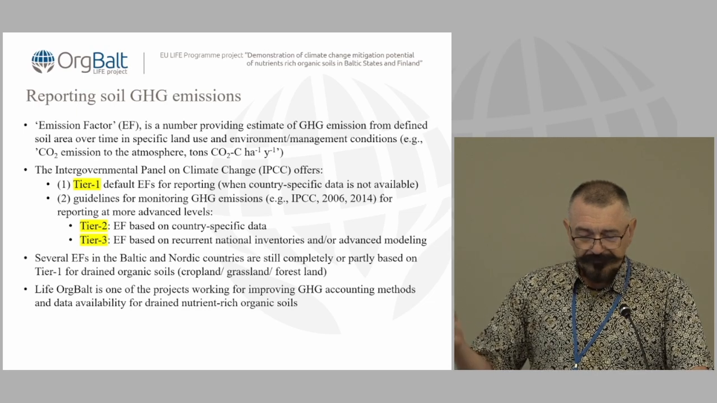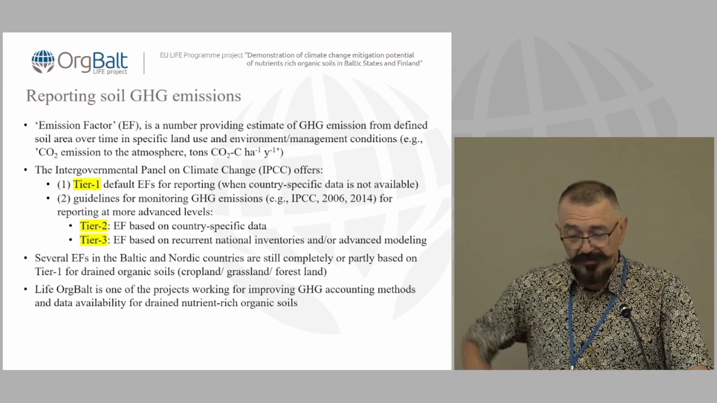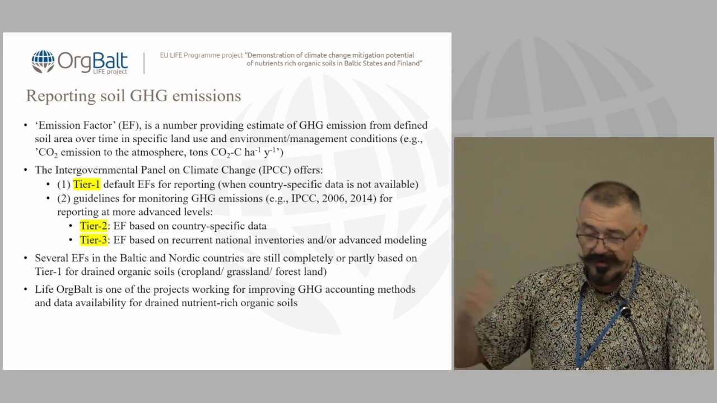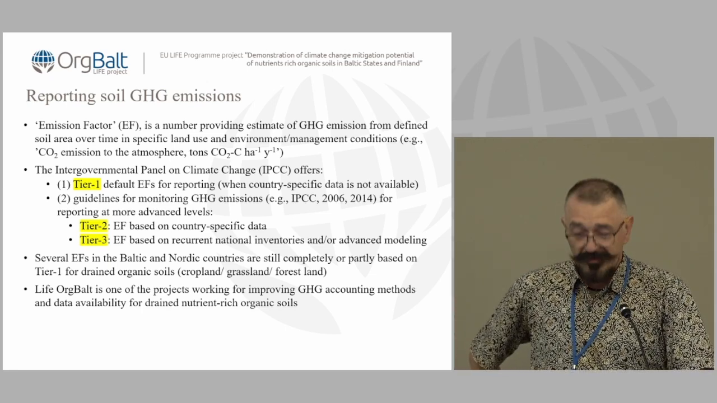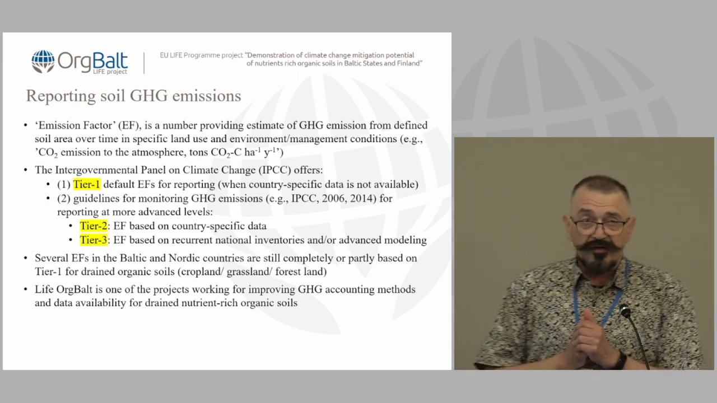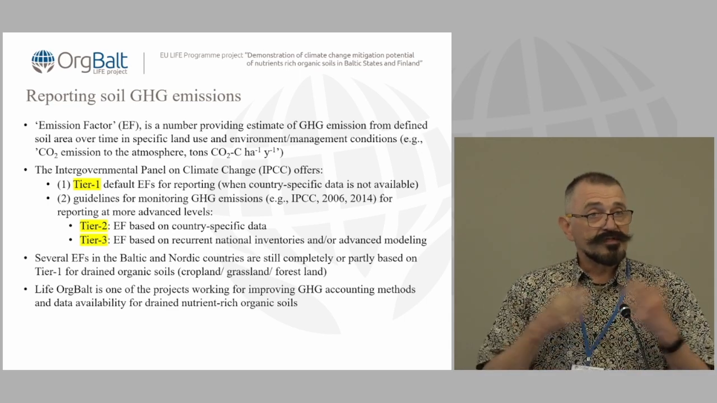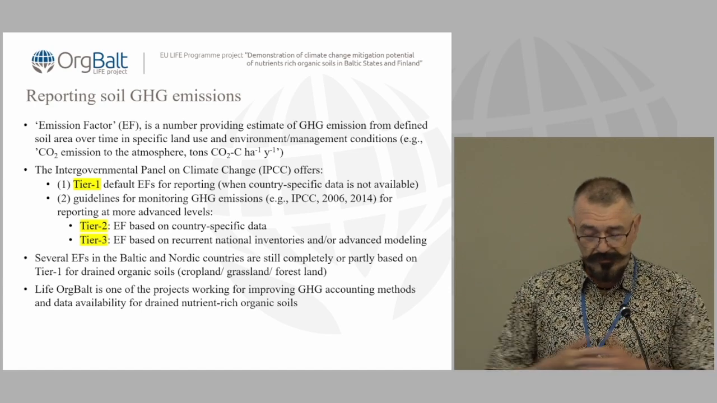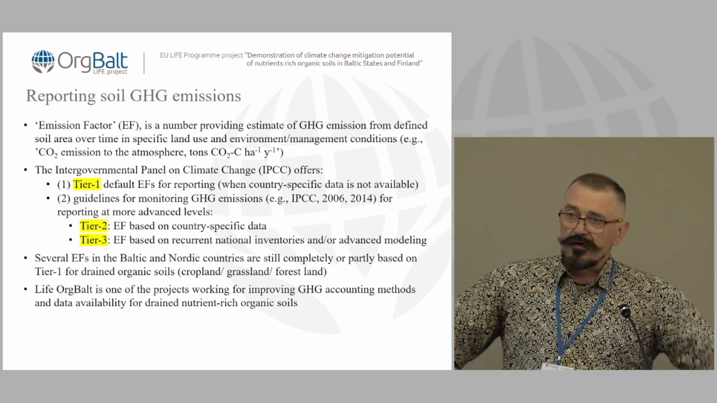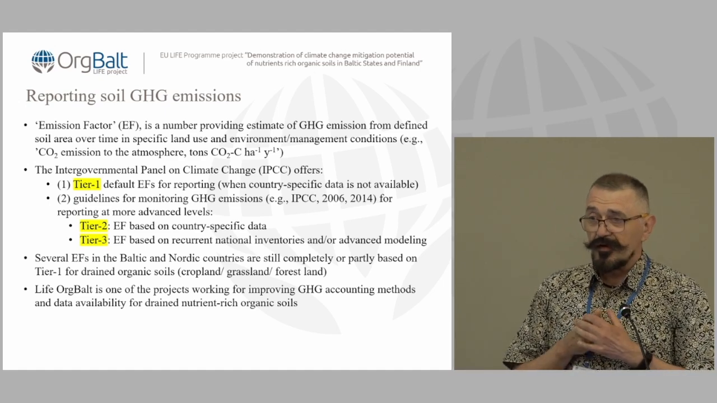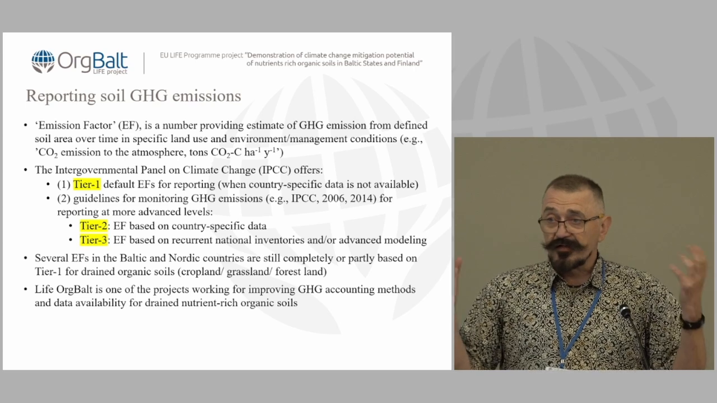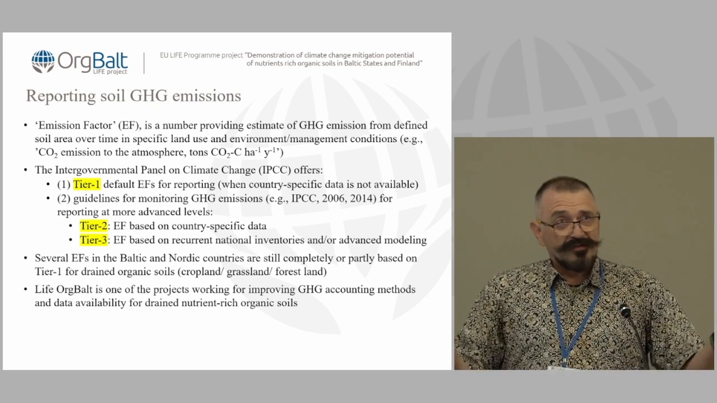To quantify these emissions, we talk about the emission factor, which is a number that provides an estimate of greenhouse gas emission from a defined soil area over time in specified land use and environmental management conditions. That's quite simple. So these numbers have been discussed today. And the IPCC, the Intergovernmental Panel on Climate Change, is one of the entities providing guidance on how to measure greenhouse gas emissions and also soil carbon balance in organic soils in different countries. In case people don't know what their emissions from organic soils are, there are always the Tier 1 emission factors available, which are compiled based on best available knowledge by a group of people and based on scientific peer-reviewed data. But as was seen, the confidence limits are quite wide.